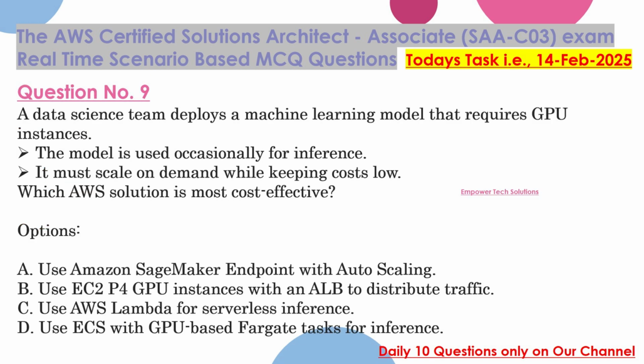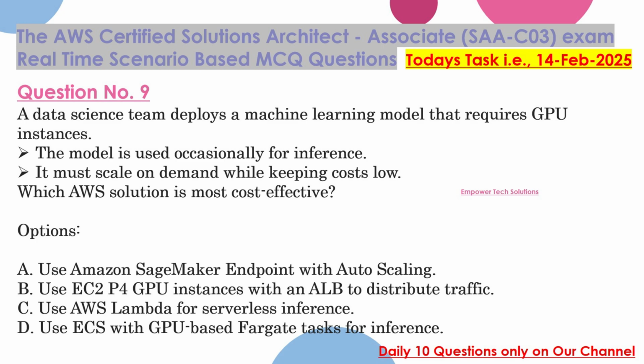Question 9. A data science team deploys a machine learning model that requires GPU instances. The model is used occasionally for inference. It must scale on demand while keeping costs low. Which AWS solution is most cost-effective?